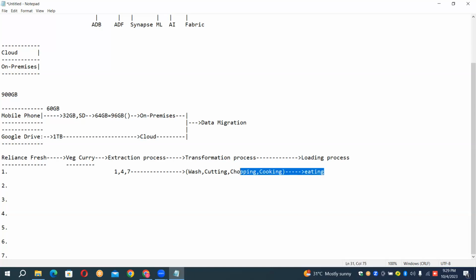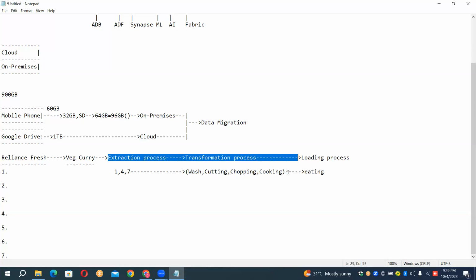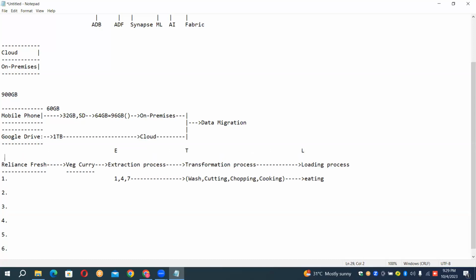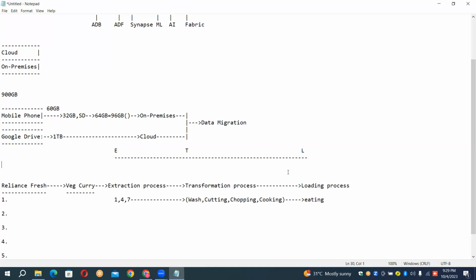So in this, can you see what we are doing? We are performing the process of extraction, transformation, and loading. In short, we can say E, T, and what's that? L. So ETL. We can say that ETL is a technique or process which is used to perform data extraction, transformation, and loading.